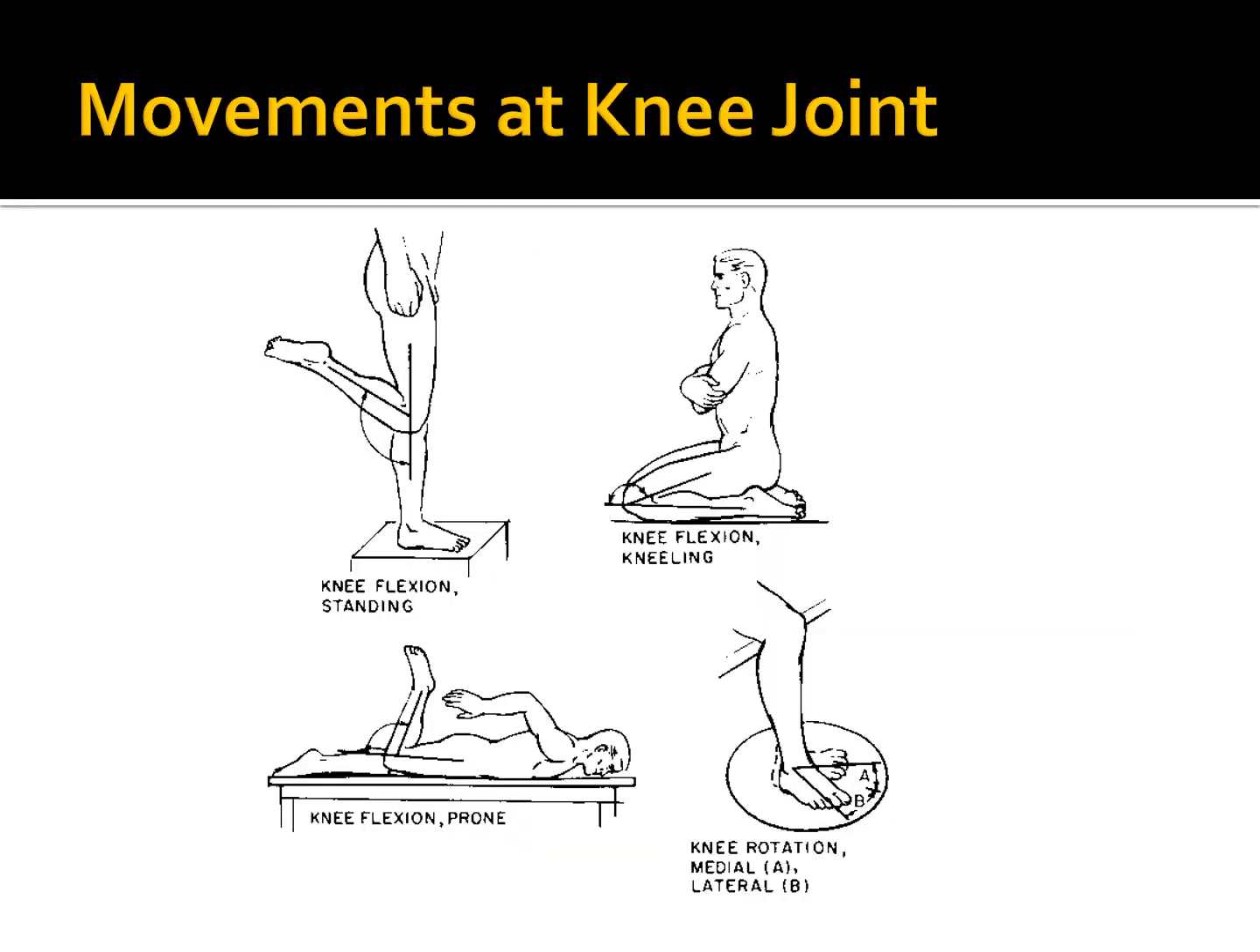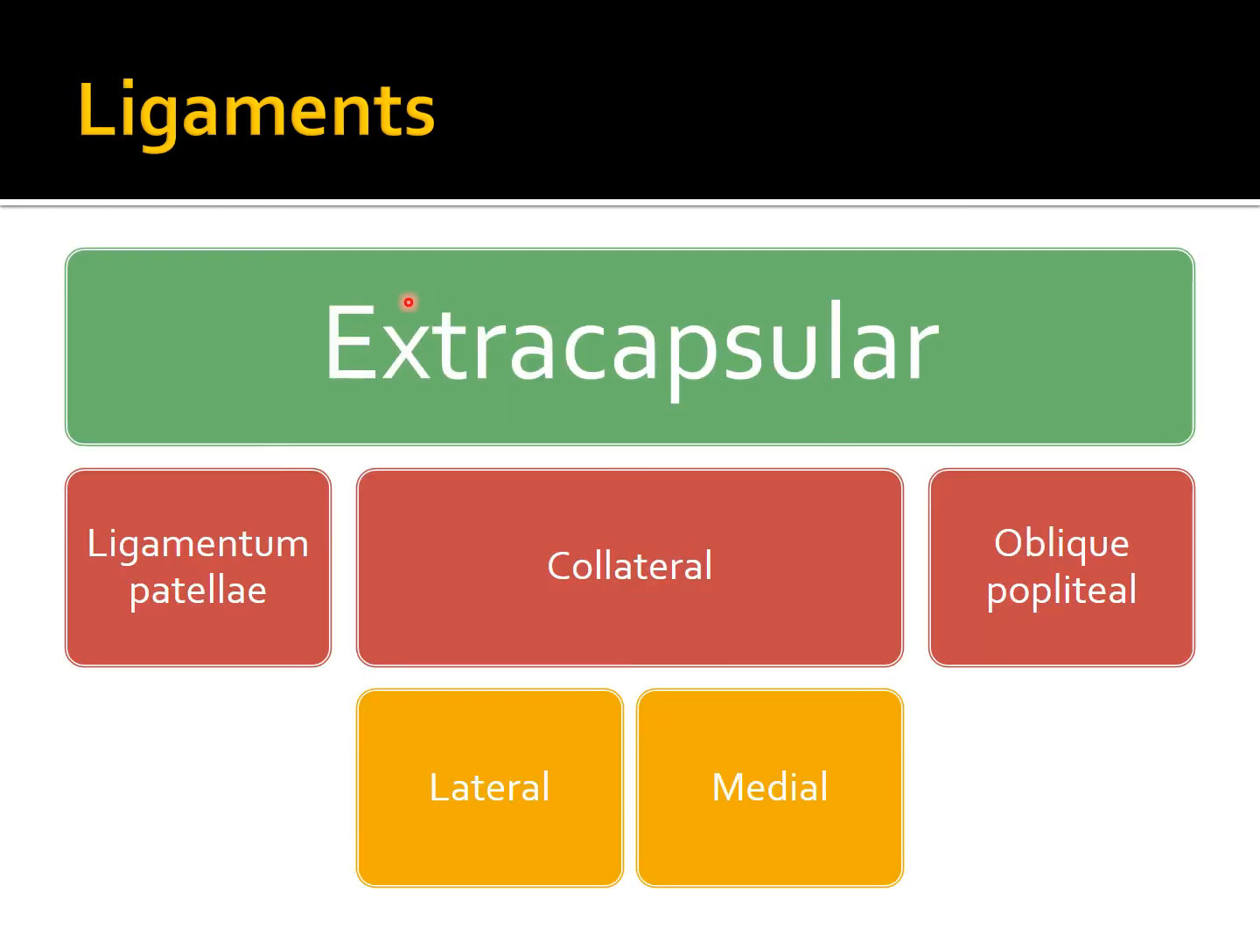What are the movements which are possible in the knee joint? Flexion, extension, and when the knee is flexed, you will be able to make a slight medial and lateral rotation. This is possible only when the knee is flexed, but not when the knee is in a fully extended position. We will see the extracapsular ligaments and then the intracapsular ligaments. The extracapsular ligaments are the ligamentum patellae, the collateral ligaments, and the oblique popliteal ligament.